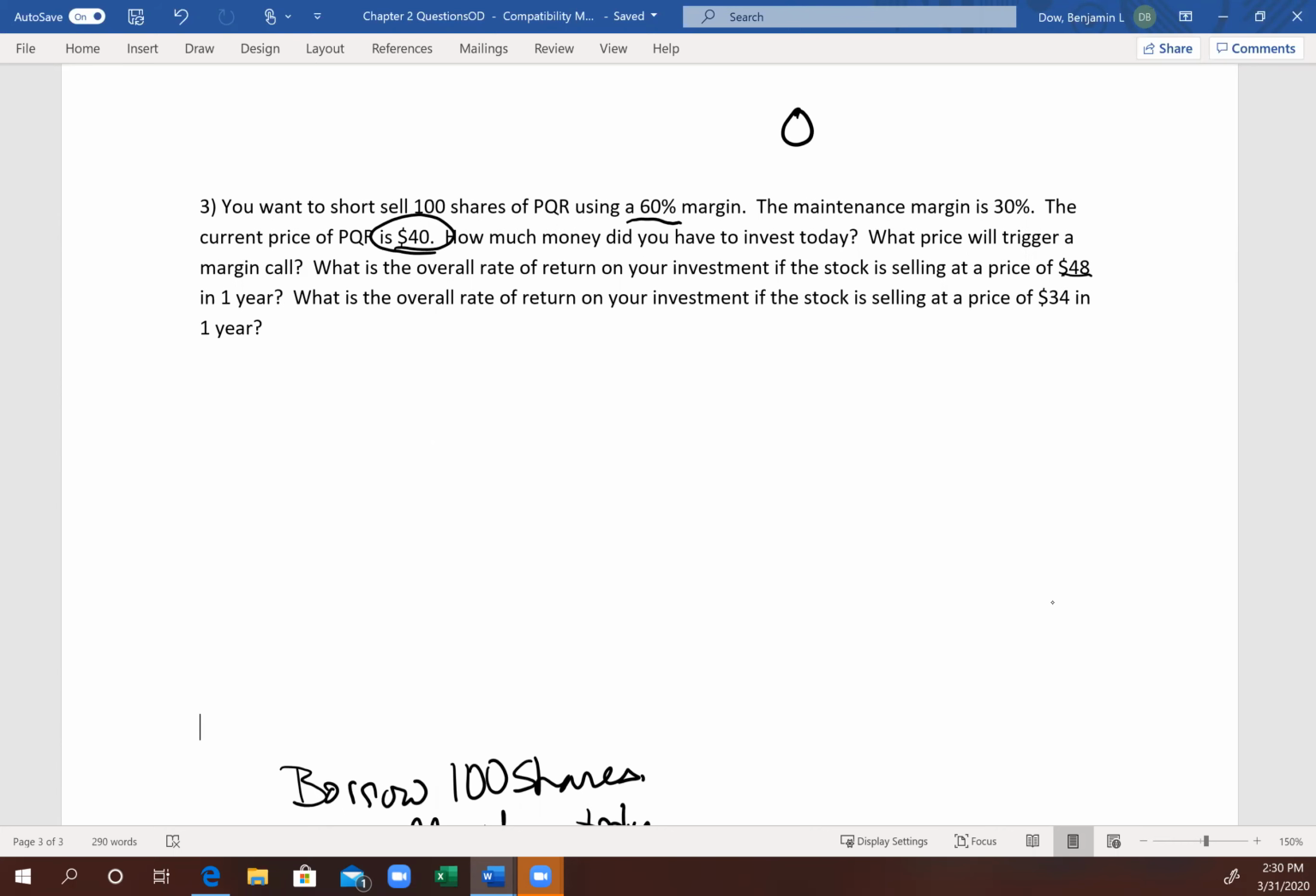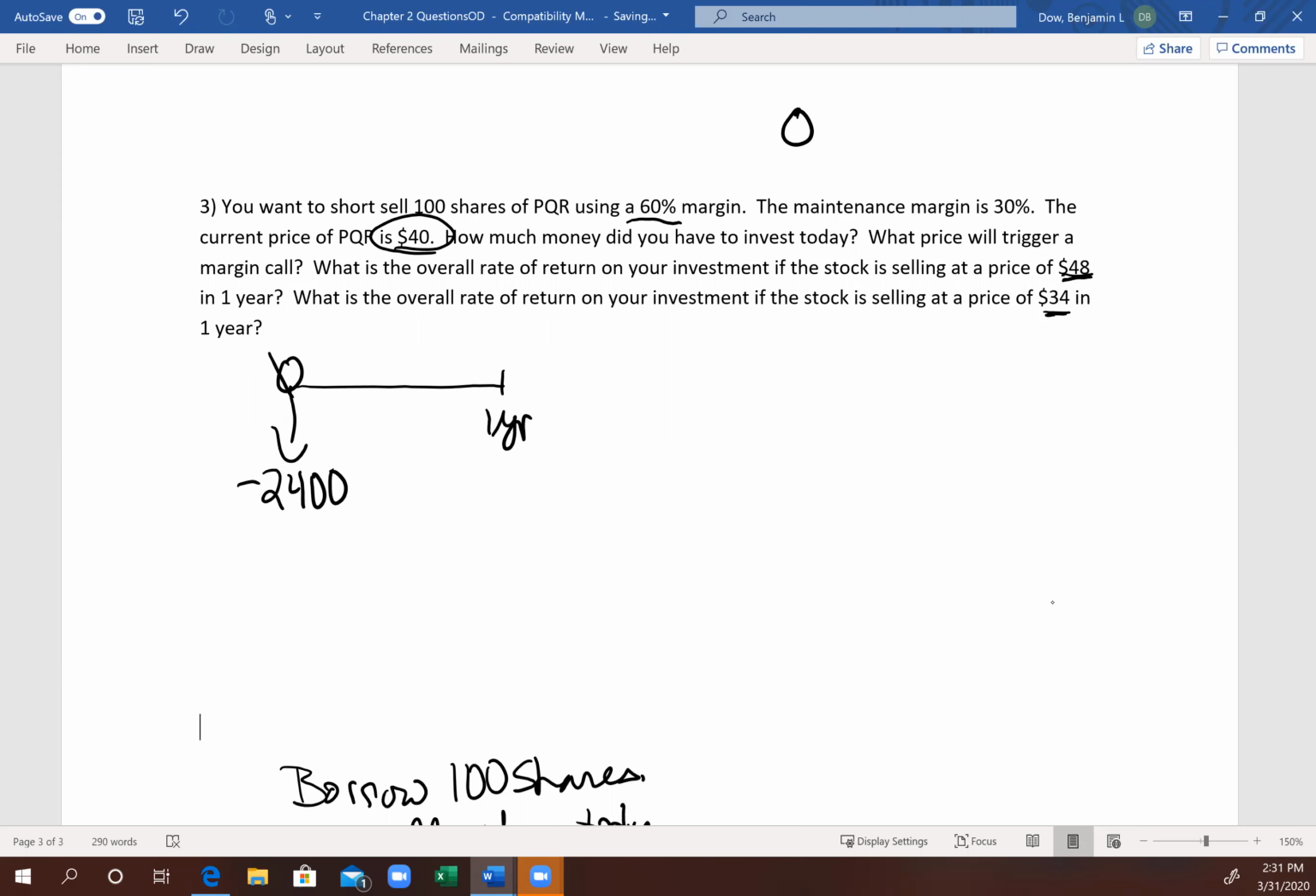So now what happens to your overall rate of return if the price goes to 48? That's when you lose money. If it goes to 34, you'll make money. Okay. So remember, we started out putting up $2,400. That was our initial equity position. Okay. And we're going to look at it over 1 year. We're going to look at what happens if the stock price is selling at 48.